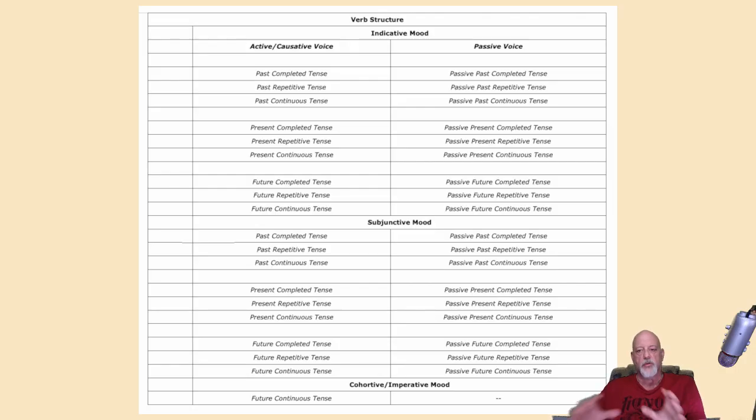Maerathi has a really consistent verb structure. It has 3 moods, indicative, subjunctive, and the cohortive or imperative mood. It has 3 tenses, past, present, and future. It has 2 voices, the active or causative voice and the passive voice. And each of the tenses has 3 aspects, either completed, repetitive, or continuous, with the continuous being the default.